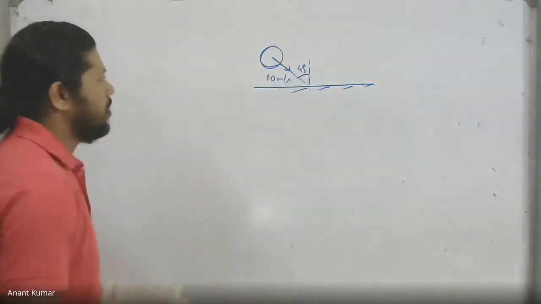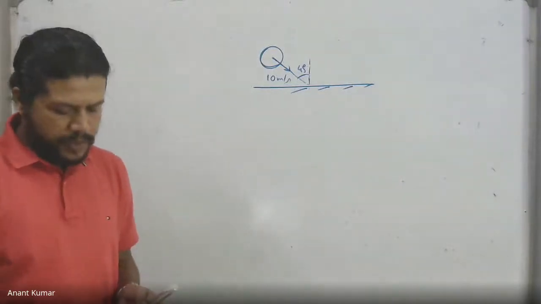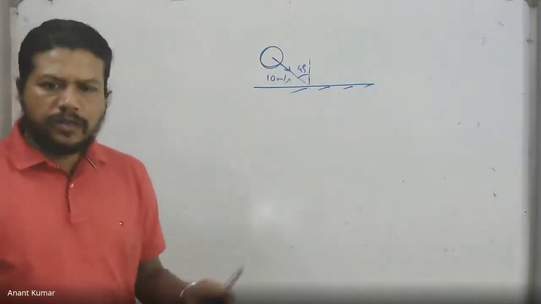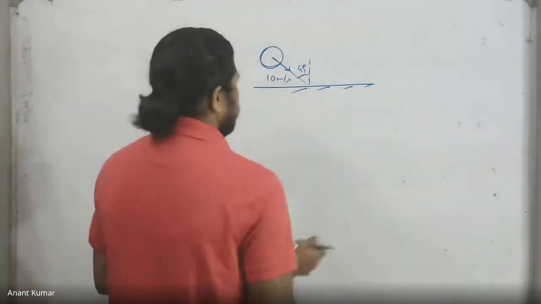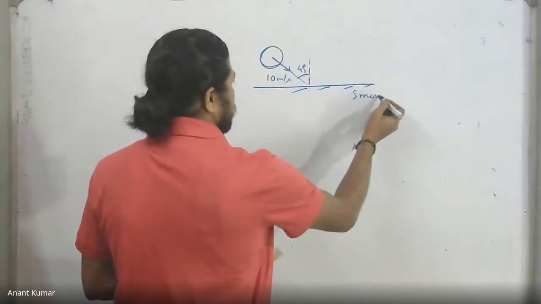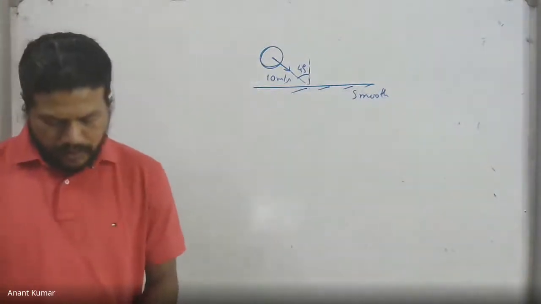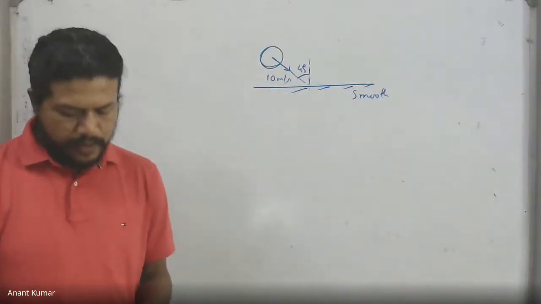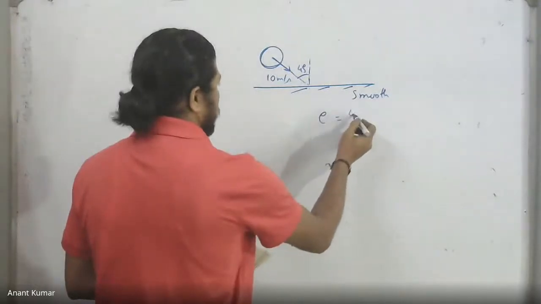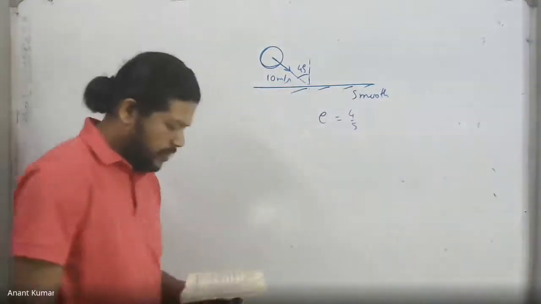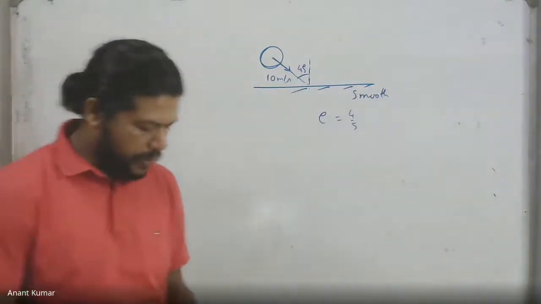Suppose that there's a sphere which is moving with a speed of 10 meter per second. It impinges, or just strikes, a smooth fixed plane at an angle of 45 degrees. If the restitution coefficient is given to be 4 by 5, what will be the velocity and direction of the ball after the collision? Find that out.